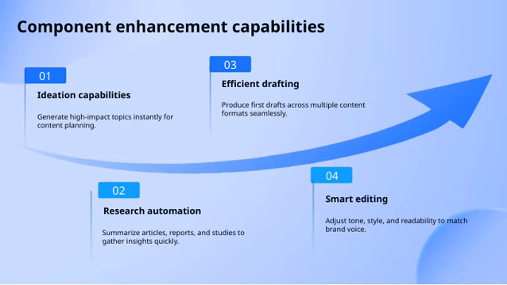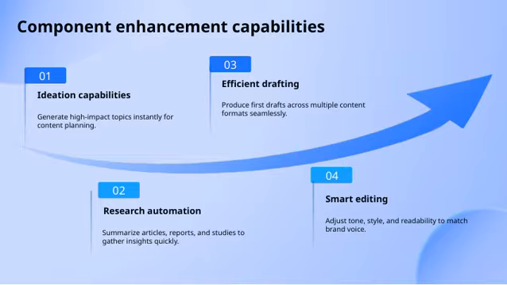Let's take a closer look at the component enhancement capabilities that can really elevate our content creation process. First up, we have ideation capabilities. This feature allows us to generate high-impact topics instantly, which is a huge time saver when planning content. It helps us stay creative and relevant without the usual brainstorming delays. Next, there's research automation. This tool can summarize articles, reports, and studies quickly, giving us the insights we need without sifting through piles of information. It keeps our workflow efficient and focused on what matters most.